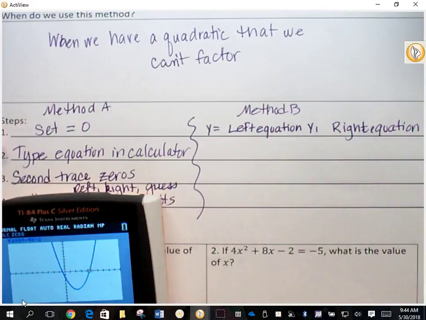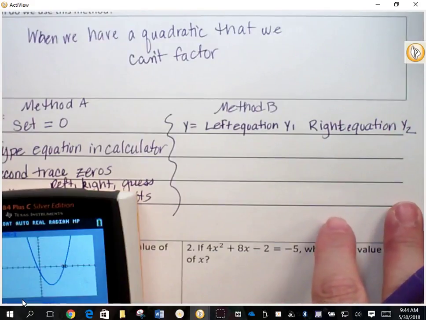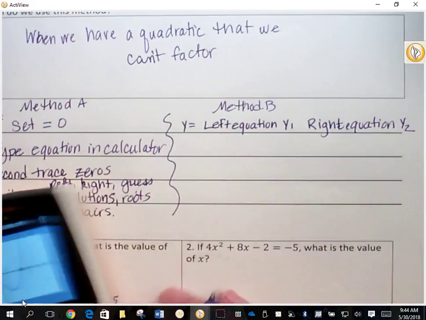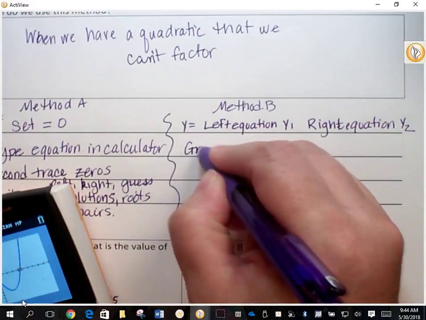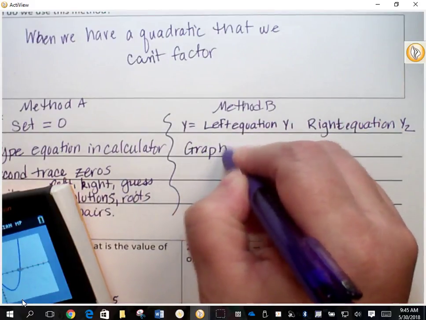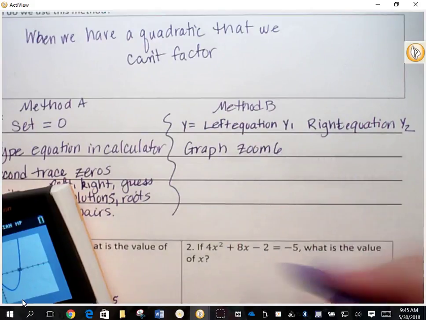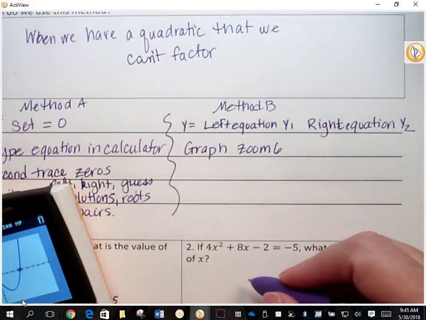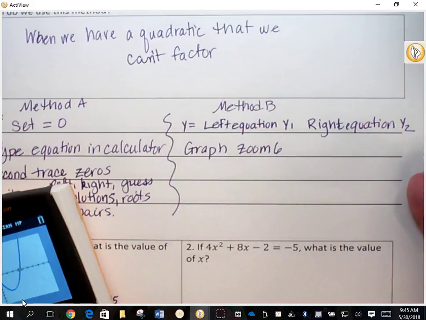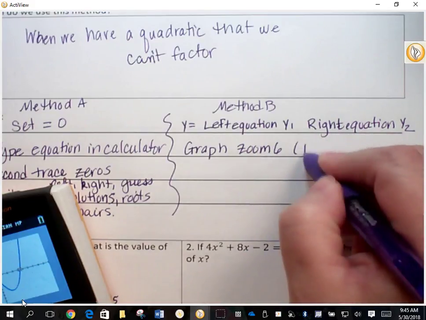Okay, so that's our first step then. We're going straight to the calculator. The second thing we're going to do is graph it. And you want to start with a zoom 6. And when you graph it on a zoom 6, you should be able to see the point of intersection. So we're looking for the point of intersection.